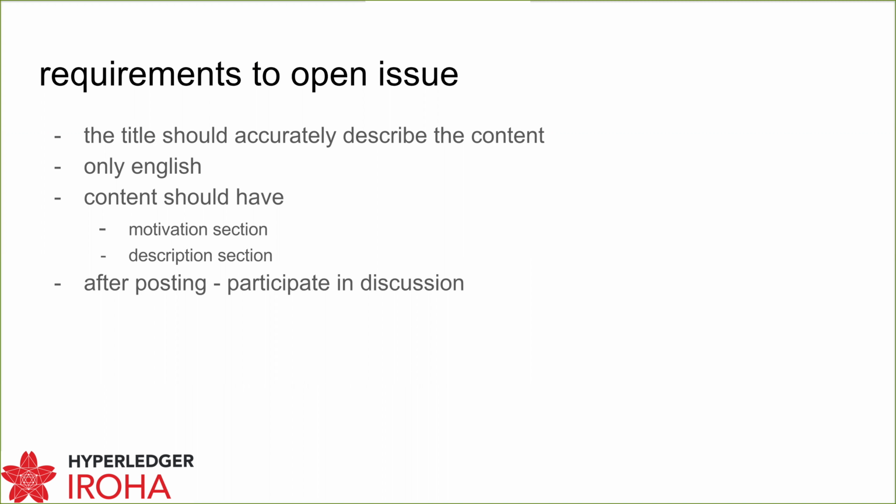All issues will be only in English. The content of the issue should have at least 2 sections: motivation and description. It's for all issues, for bugs, for improvements, for features, for everything. And one requirement is to be active after posting.